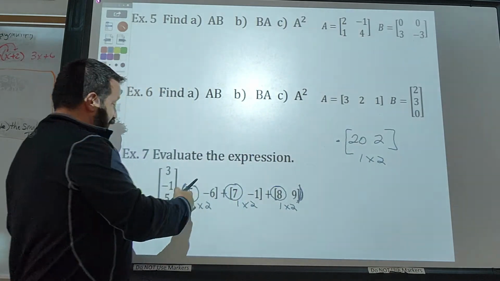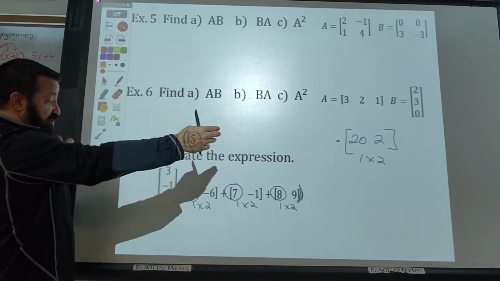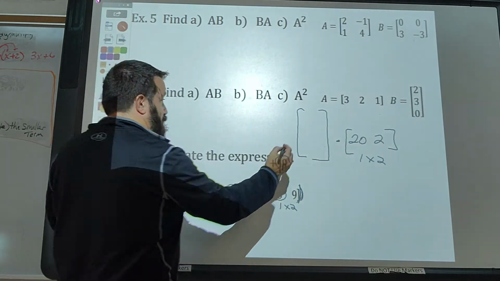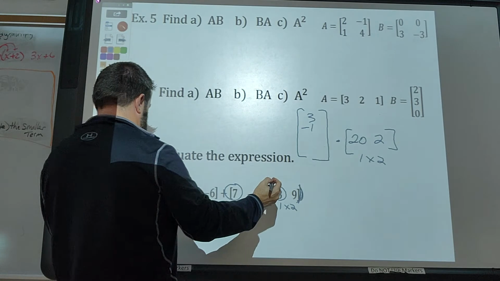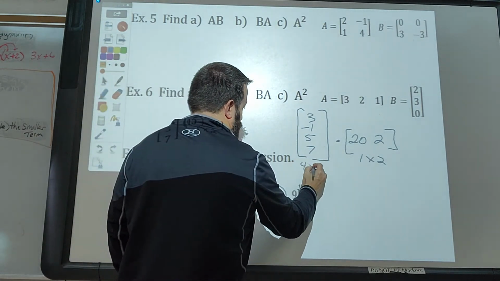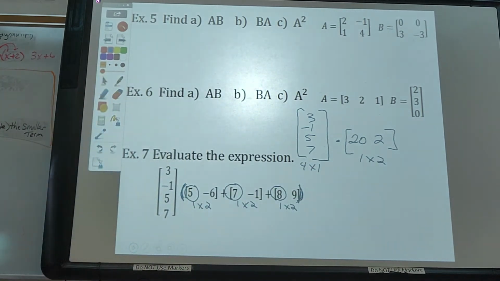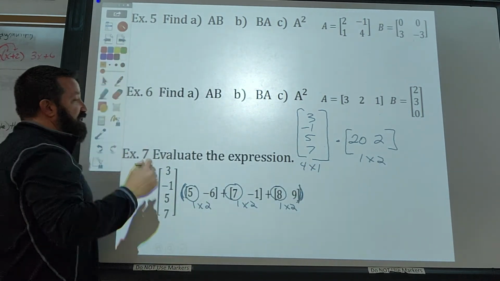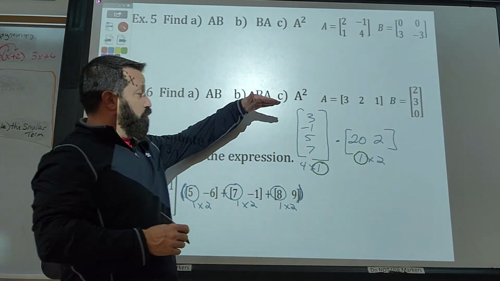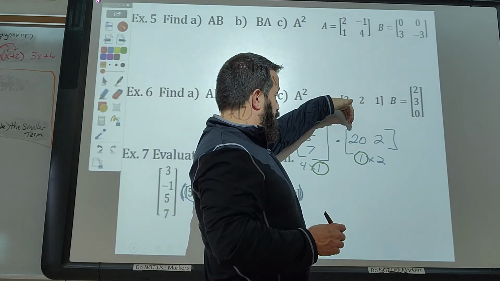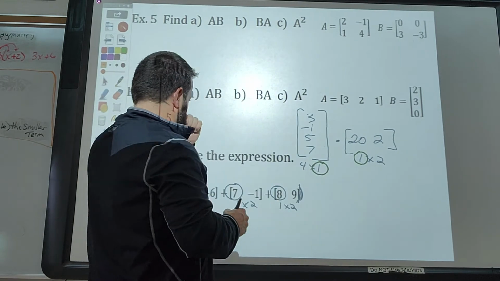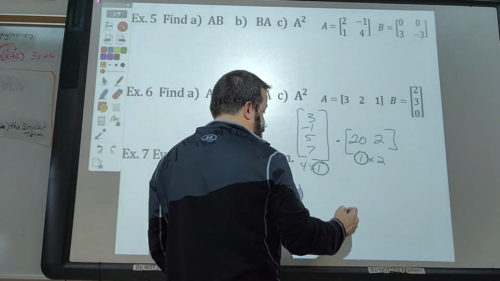Now, in front of that, I had this matrix that's being multiplied by that. So here I have 3, -1, 5, 7, which is a 4x1. So is it even possible to multiply these together? It is. They both have this dimension of a 1, so the number of columns in this one is equal to the number of rows in this one, so it's possible to do. The answer I'm going to get is going to be a 4x2.